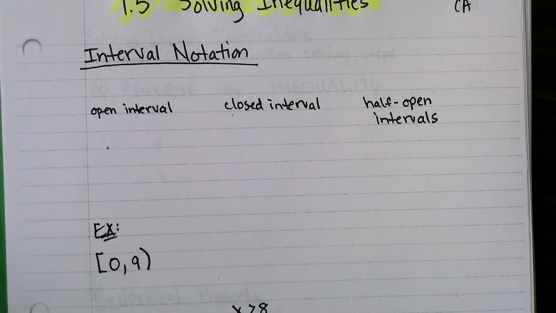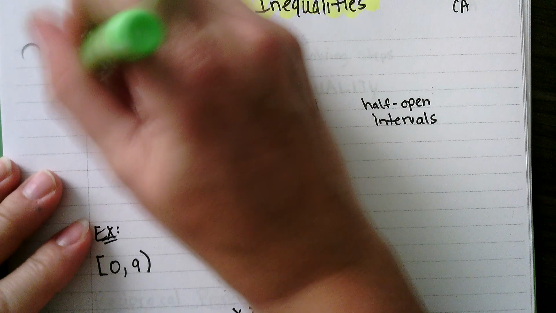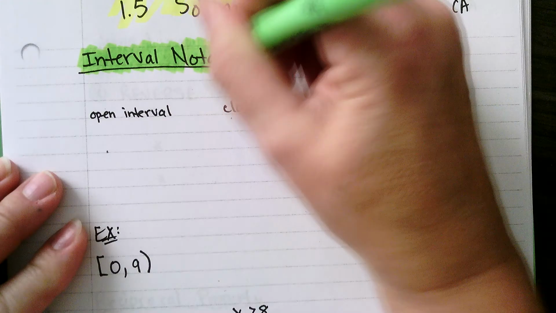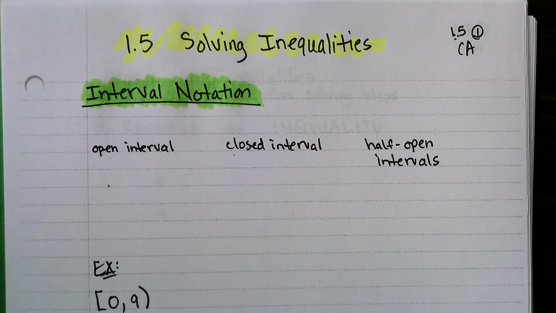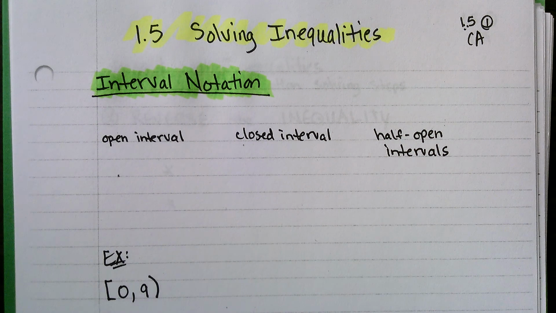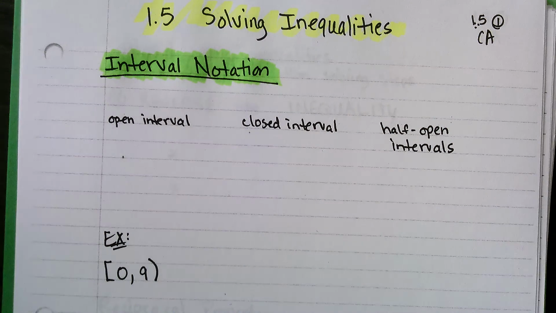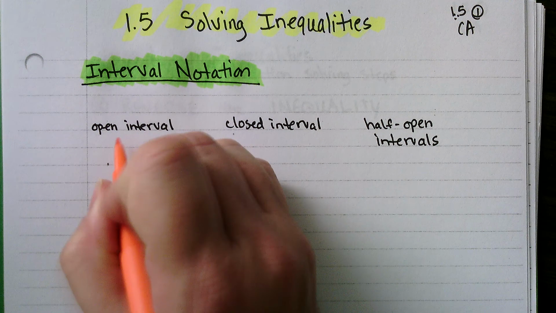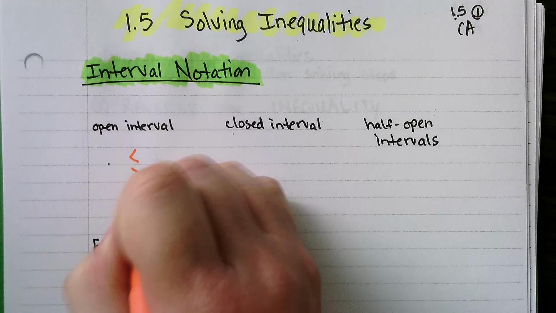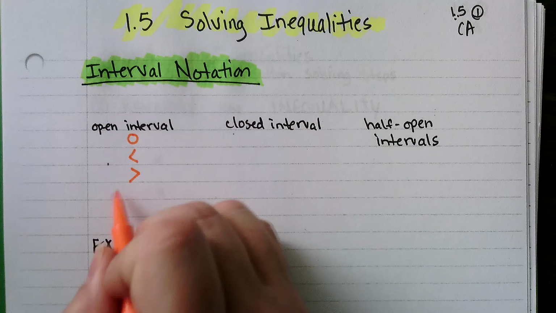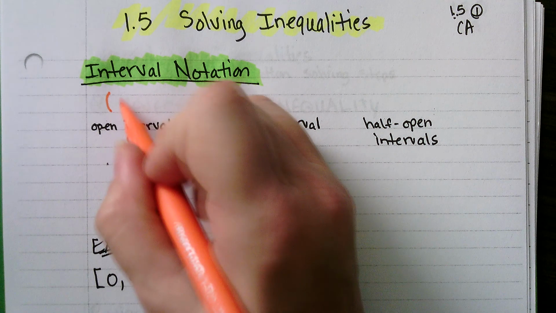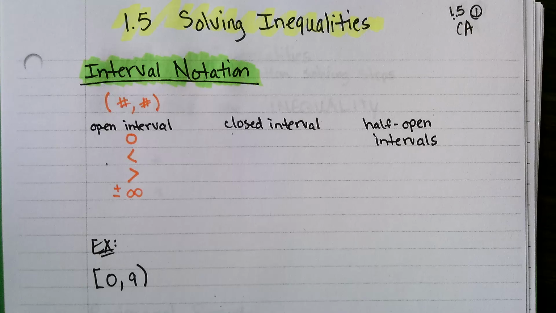Okay, section 1.5, solving inequalities. We are going to start off with a review of interval notation. I mentioned it briefly in a previous section, but it's where you use just two numbers in a little section. One of those numbers might be infinity or negative infinity, and it uses either parentheses or brackets, depending on whether it's a closed or open interval. So we'll look at just the notation up here, and then we'll move on to some examples down below.